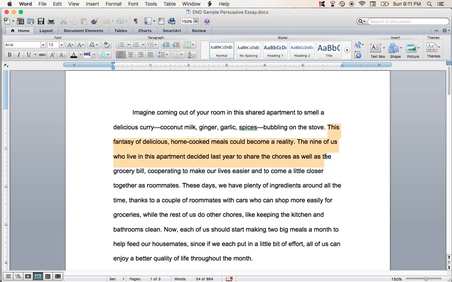And then we have the longest part of the introduction. This is a few sentences. "This fantasy of delicious home-cooked meals could become a reality. The 9 of us who live in this apartment decided last year to share the chores as well as the grocery bill, cooperating to make our lives easier and to come a little closer together as roommates. These days, we have plenty of ingredients around all the time thanks to a couple of roommates with cars who can shop more easily for groceries, while the rest of us do other chores, like keeping the kitchen and bathrooms clean."